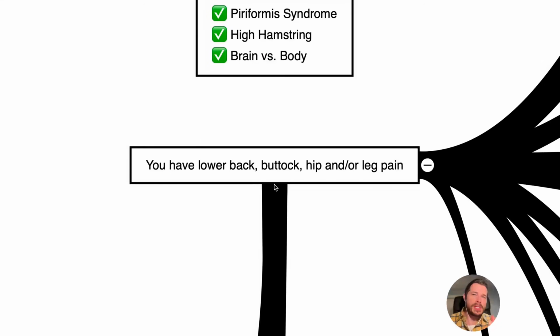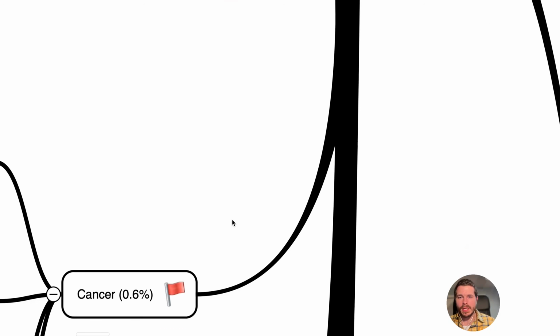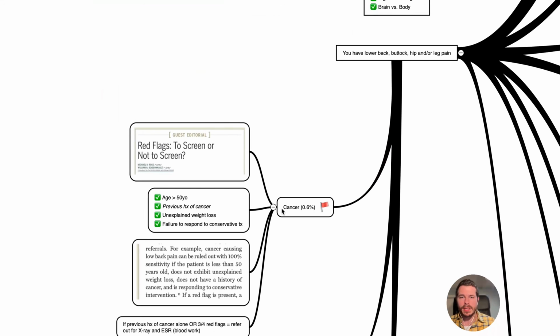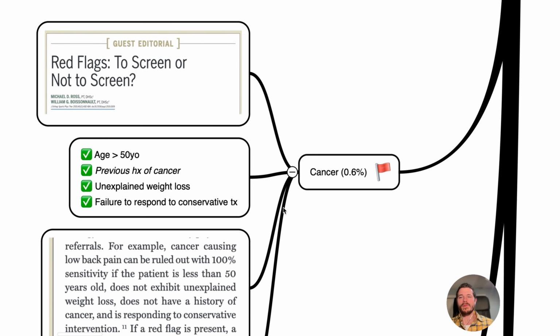So you're here because you have some form of lower back, buttock, hip, and or leg pain. And we're going to talk about all these different diagnoses. But before we do, we need to make sure there's nothing big, ugly, and scary causing your symptoms. Things like cancer, fracture, or infection. So we're going to rule these things out first, and we do this by screening for clusters of symptoms we call red flag findings. First things first, cancer.